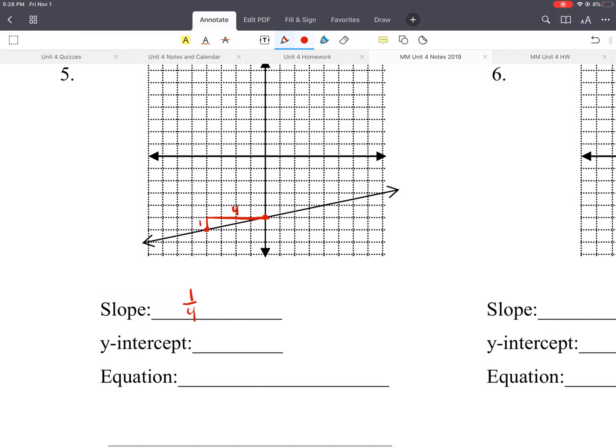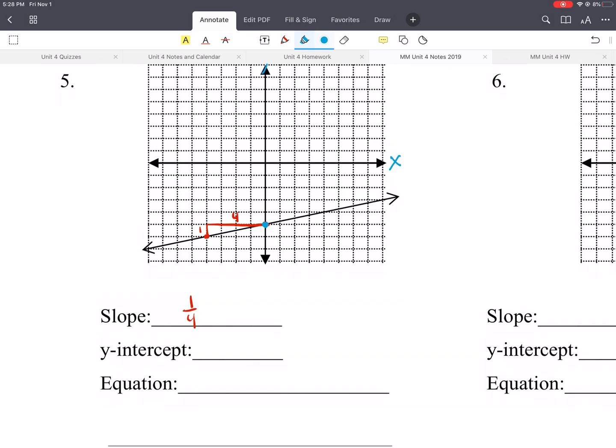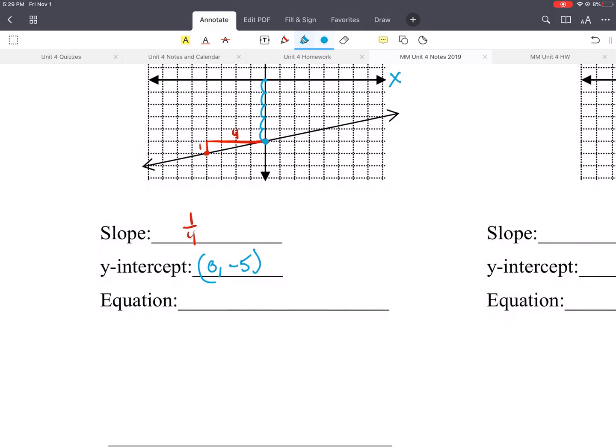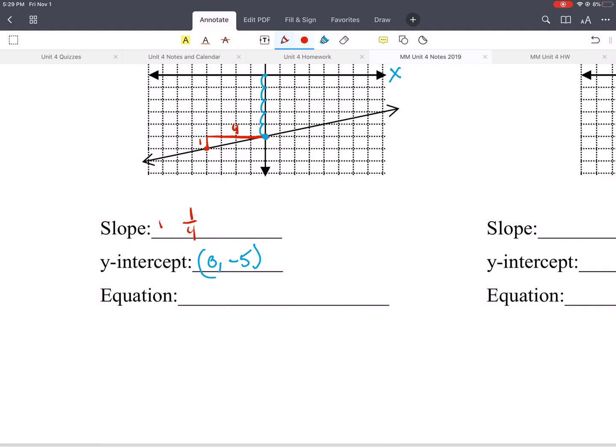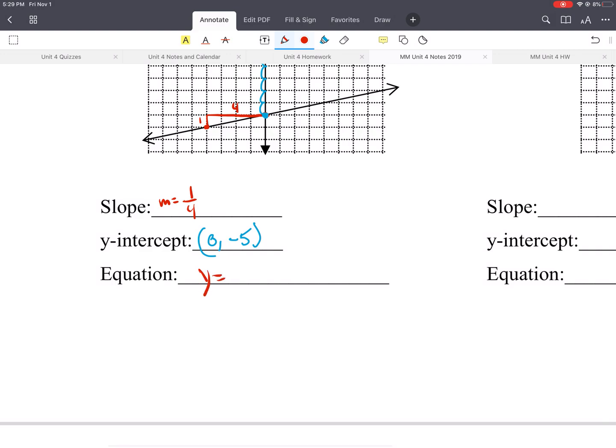The y-intercept would be the point where it crosses the y-axis. Again, here's our y-axis. This would be our x-axis. So our point for our y-intercept would be 0, negative 5. Okay, so you'd start at 0, 1, negative 1, negative 2, negative 3, negative 4, negative 5. Okay, now we want to write our equation. Okay, so this would be m for our slope. Okay, and we get y equals mx plus b. And b is a negative 5.